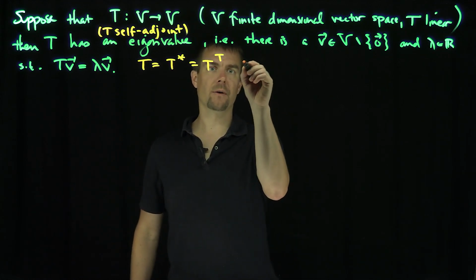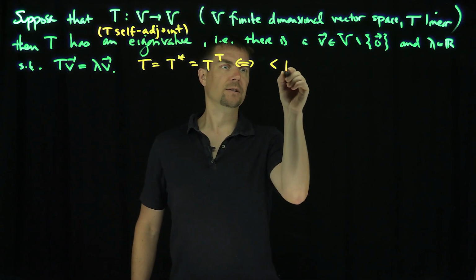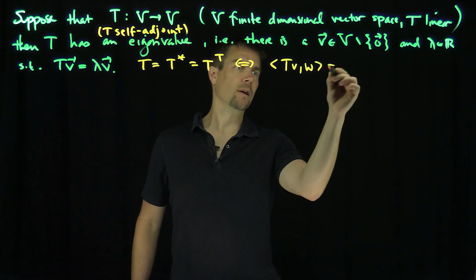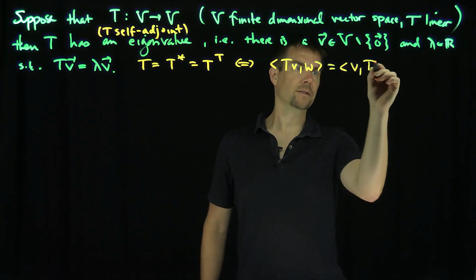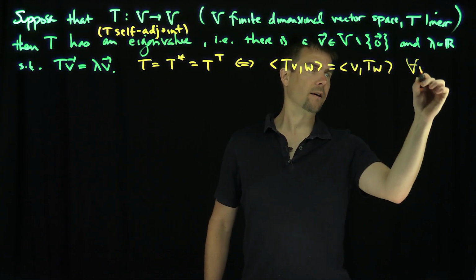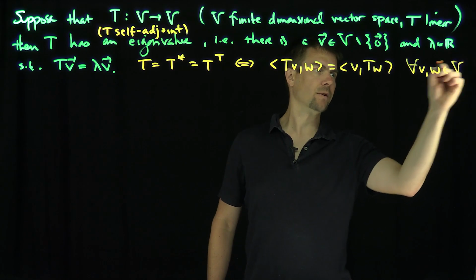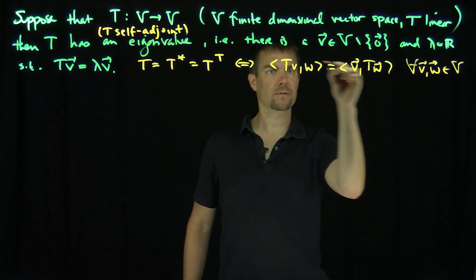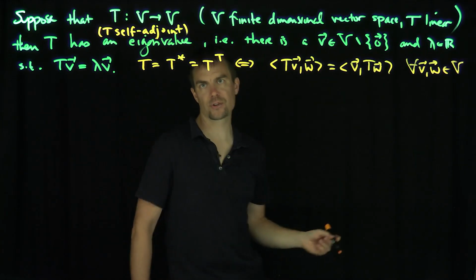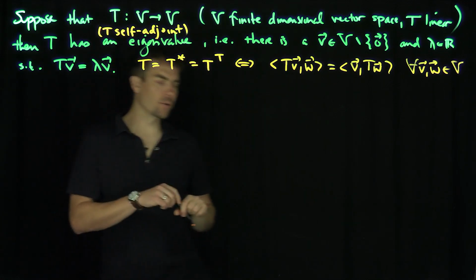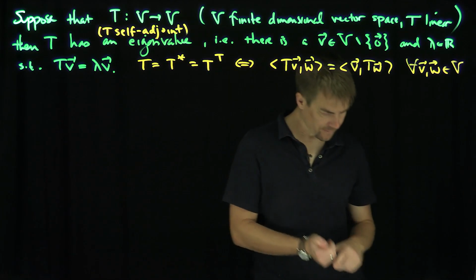In other words, what we have is the following. This is exactly equivalent to saying that <Tv, w> is equal to <v, Tw> for every v and w in the vector space V, okay? That's all it means, right? It means that T is equal to its adjoint or its transpose. And so how do I do this? Well, of course, what we're going to do is the following.